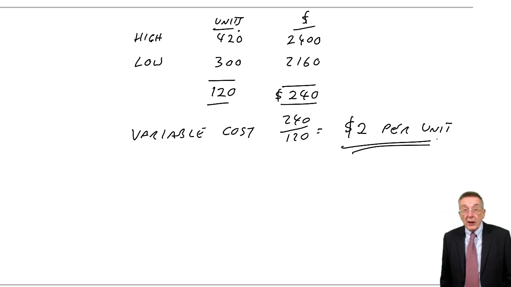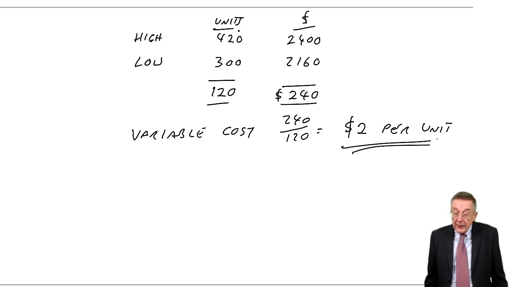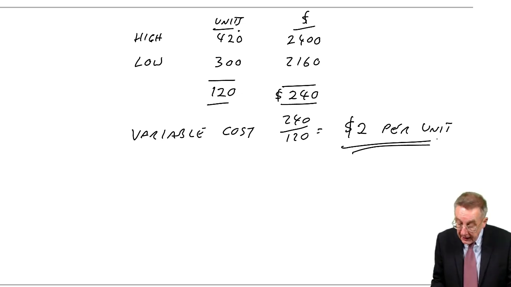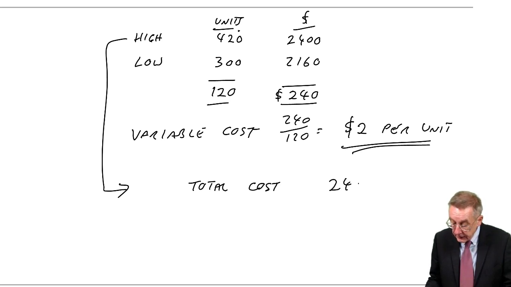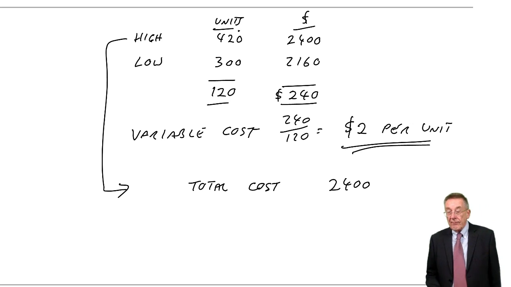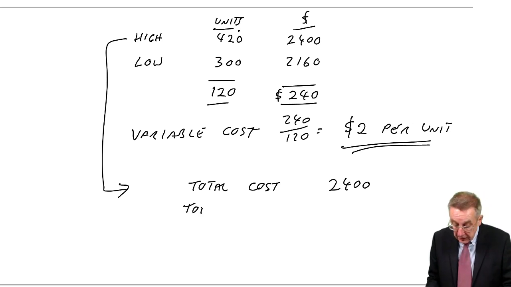So, we've got the variable cost per unit. What about the fixed cost? Well, go to either of those two, high or low. If I go to the high one, we know that the total cost is 2,400. We now know how much of that is the total variable cost.